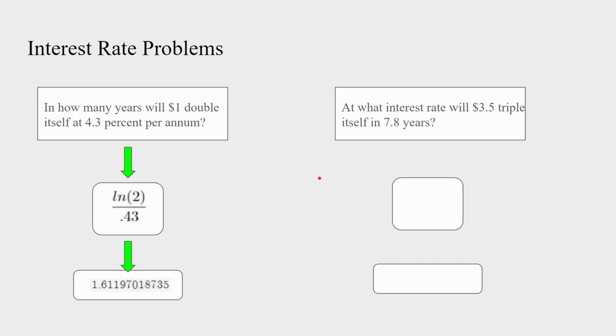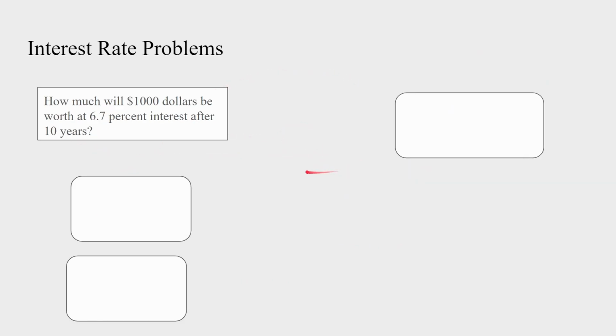At what interest rate will $3.5 triple itself in 7.8 years? By the way, the first two I chose to be pretty easy, so it's not that hard. Natural log of 3 divided by 7.8. Yes, we all know how to do this. It's pretty self-explanatory. This is just dipping your feet in the water, but let's do some real ones.